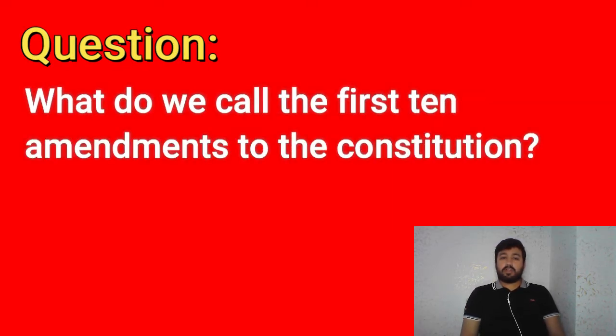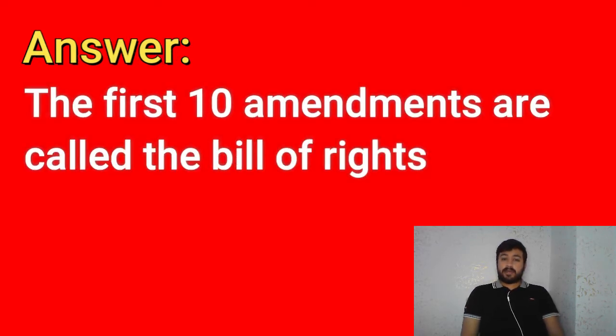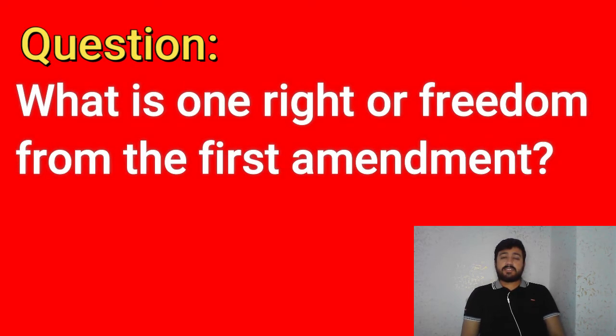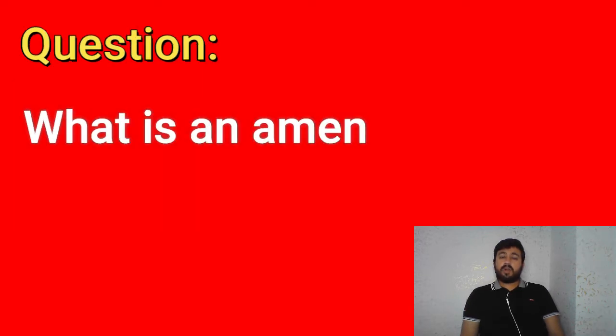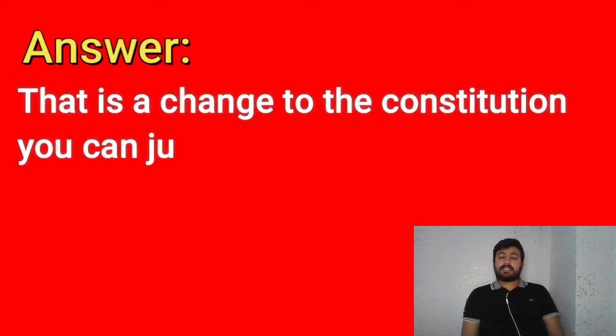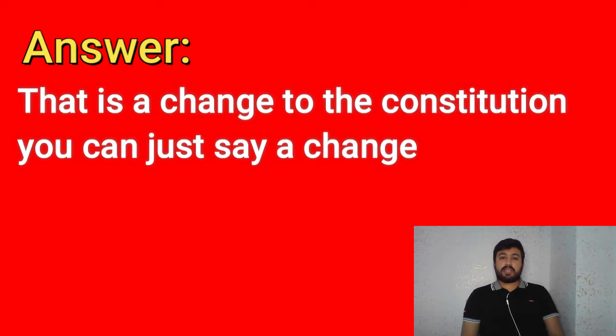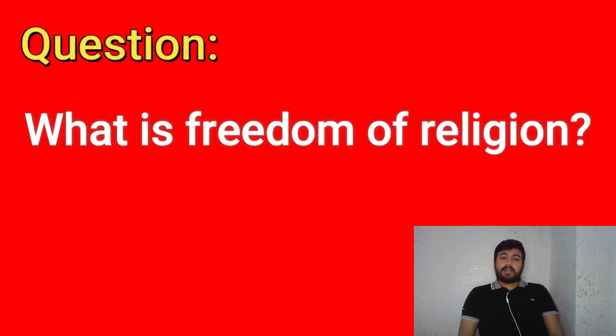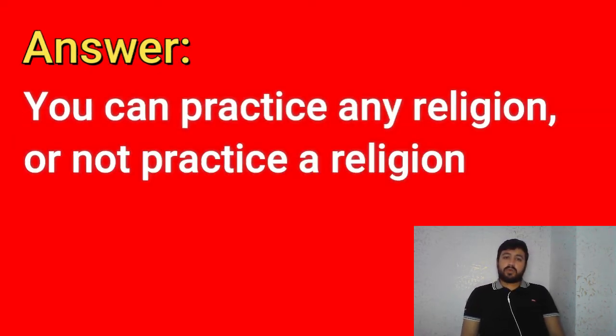What do we call the first 10 amendments to the Constitution? The first 10 amendments are called the Bill of Rights. What is one right or freedom from the First Amendment? Speech. What is an amendment? That is a change to the Constitution. You can just say a change. What is freedom of religion? You can practice any religion or not practice a religion.